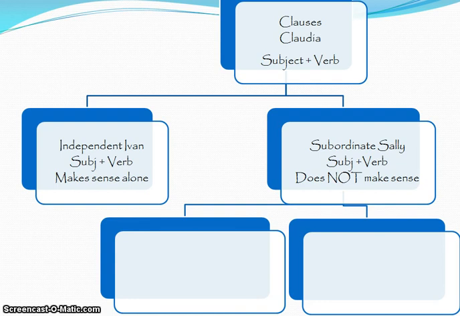Alright, so as a review, remember, clauses always have a subject and a verb. There are two flavors of clauses. The first one is independent. Remember, again, they have a subject and a verb, and they always make sense. So when you read them, they'll be clear. The second kind of clause is a subordinate clause. Again, they do have a subject and a verb, but these are the ones that do not make sense.